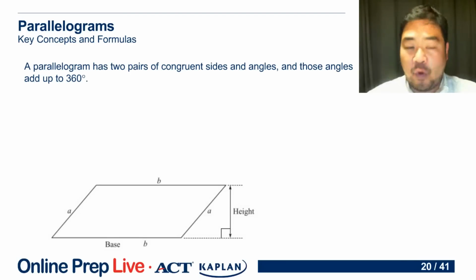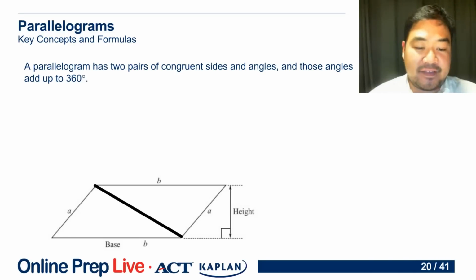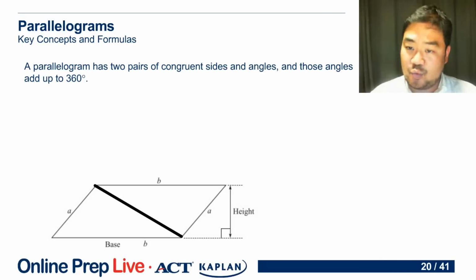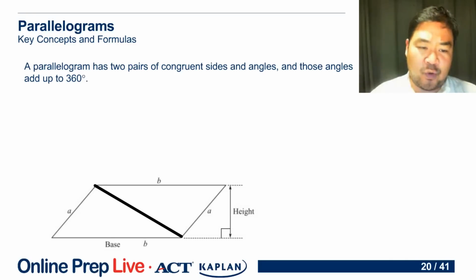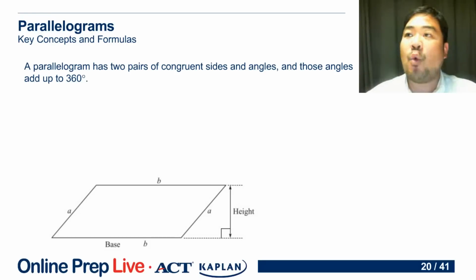Parallelograms are four-sided figures. We have two pairs of congruent sides and angles, and all the angles in that figure must add up to 360 degrees. Now, one way to remember this, just as a quick shortcut, if this helps, is, well, a parallelogram, if you think about it, you can cut into two triangles. And since each triangle is 180 degrees, two triangles will give us 360 degrees. So that's a quick way to remember that.